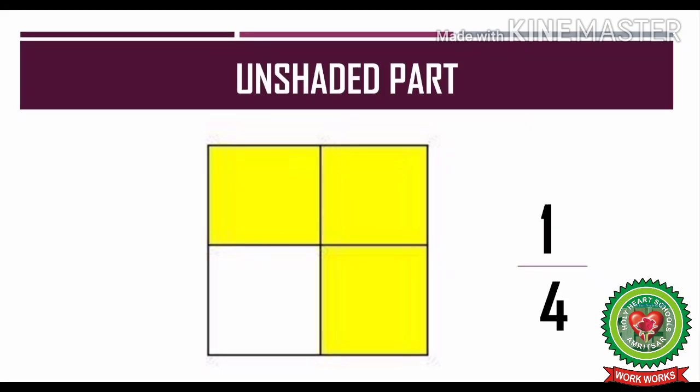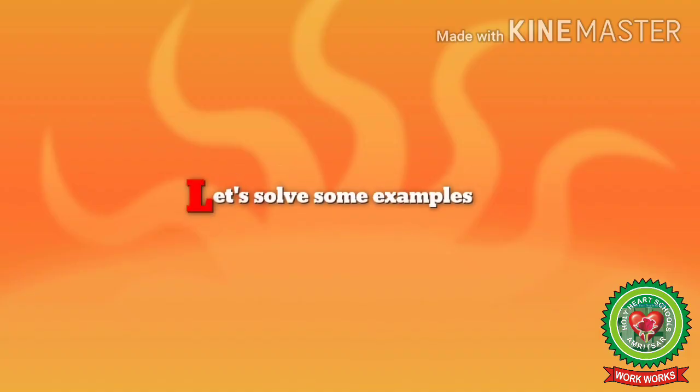The unshaded fraction will be 1 upon 4. Total number of parts are 4 and how many parts are not shaded? That is 1. Now let's solve some examples.